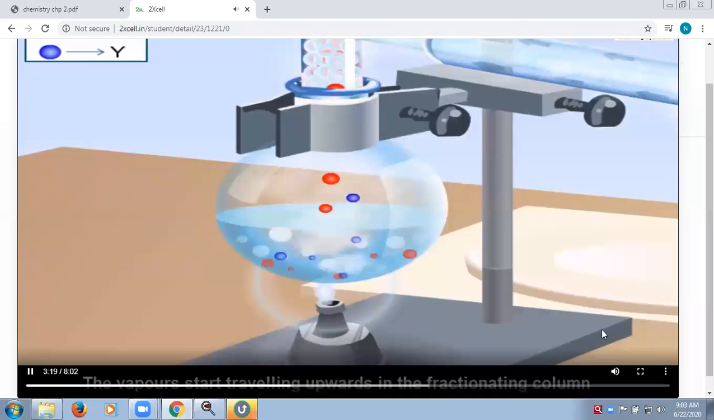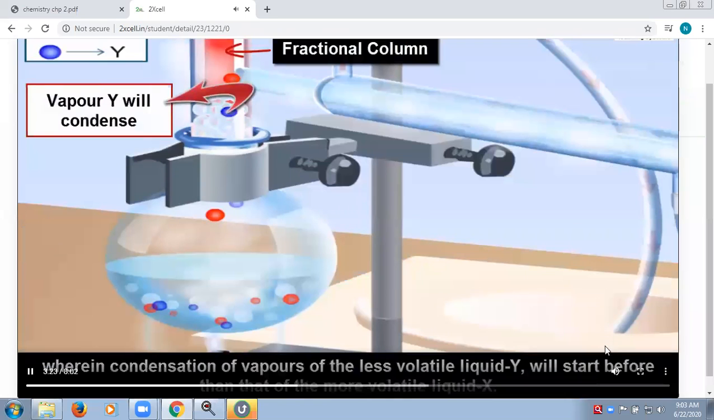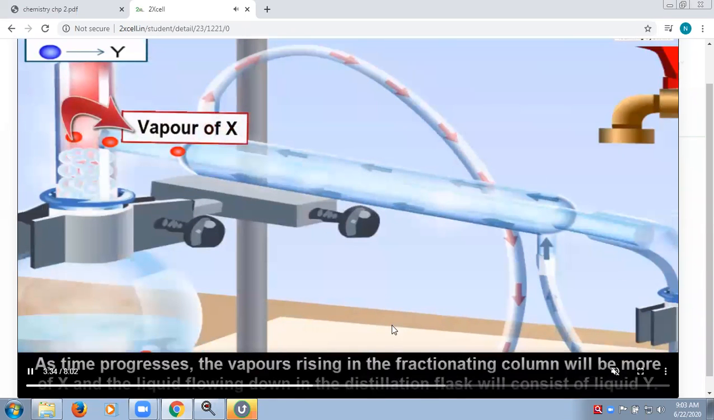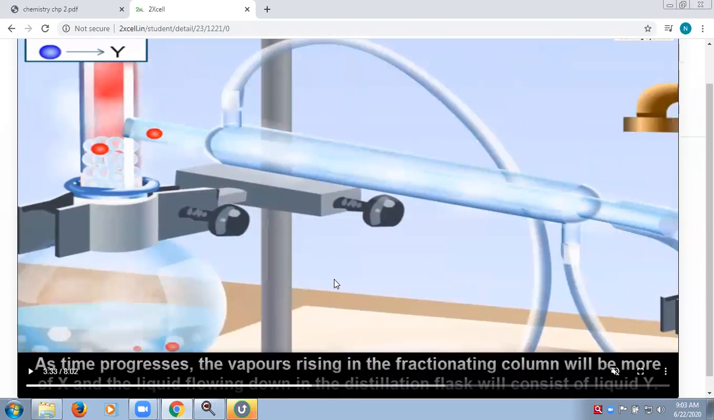The vapors start traveling upwards in the fractionating column, wherein condensation of vapors of the less volatile liquid Y will start before that of the more volatile liquid X. Just try to understand it very carefully, all of you: two different components are there, X and Y, and X is more volatile than Y. So the vapors of X pass through this fractionating column, whereas the vapors of Y cool down and come back to the distillation flask, the boiler.